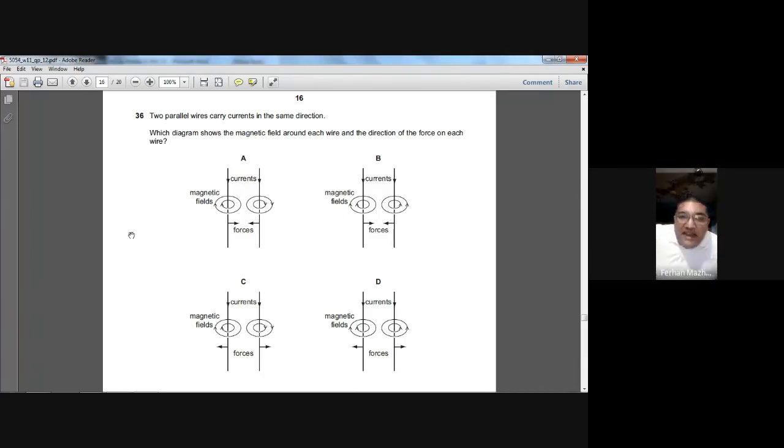A is the right option. B is wrong. Why is B wrong? Because the magnetic field around the right wire is anti-clockwise. So that's wrong. So A is the choice for question number 36.